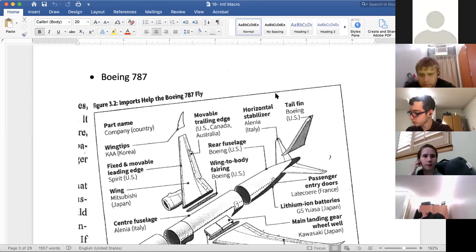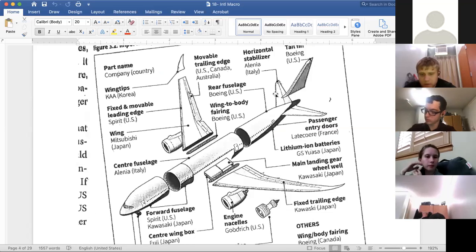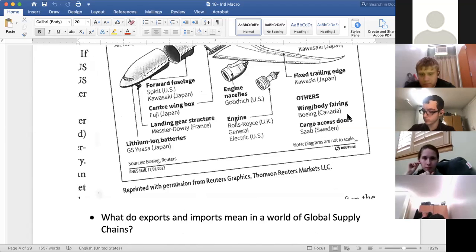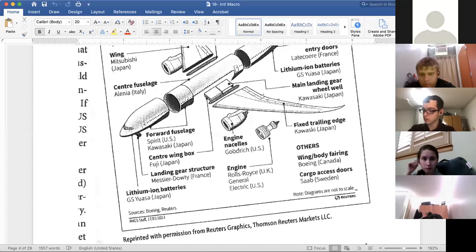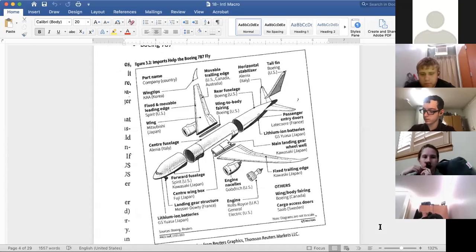To think of another example, look here at a Boeing 787. Let me shrink this down a little bit. And once again, you see almost the impossibility. Sorry, this is a little cockeyed. I don't know what I did here. But you can see almost the impossibility of thinking about this as belonging to any single country.